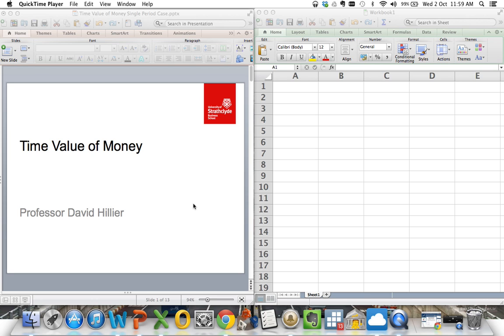I've set up my screen so that on the left side I've got the slides, and on the right-hand side I've got Excel, and I'll be doing the calculations that I discuss in Excel, so that you'll be able to see how this is done using a spreadsheet.